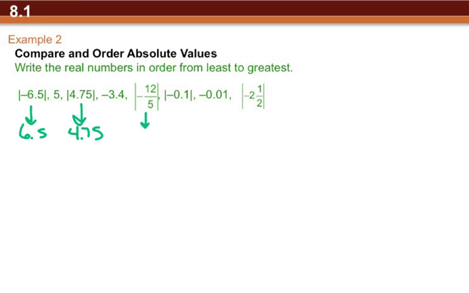Absolute value of negative 12 over 5 would be positive 12 over 5, but in order to compare these, a decimal would be more useful, so that would end up being 2.4. Absolute value of negative 0.1 would be 0.1. We have negative 0.01. An absolute value of negative 2.5 would turn positive, and again, we'll look at it as a decimal, would be 2.5.